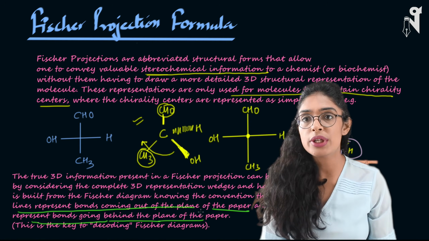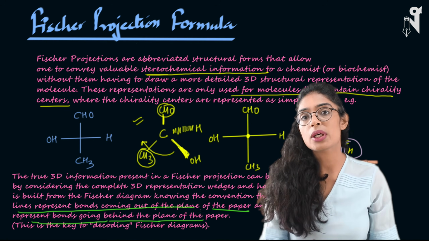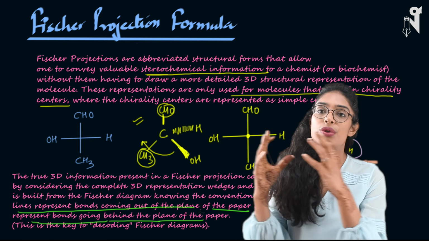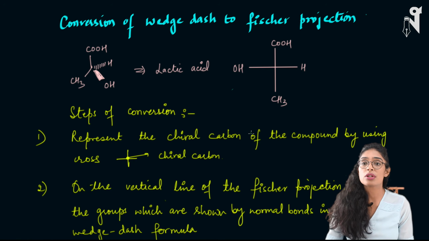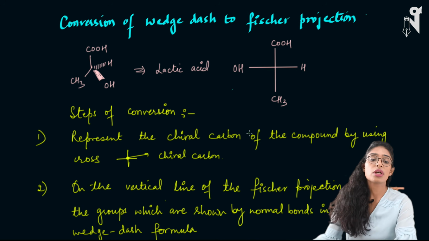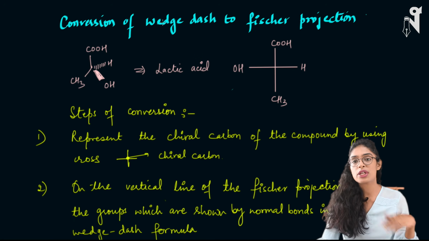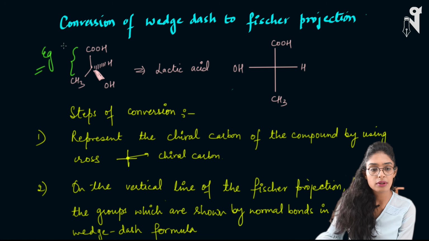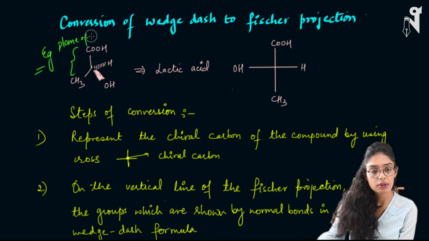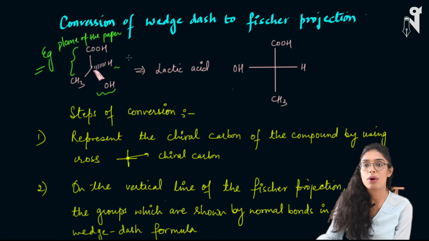So let's understand in a little more detail, step by step, rule by rule, so that you get better clarity on how to convert a molecule from the wedge-dash representation into the Fischer projection. We will follow certain rules which will help simplify the whole process, which I have told you orally. I have taken an example of lactic acid here, where CHO and CH3 are in the plane of the paper, whereas OH is towards the viewer and hydrogen is away from the viewer.